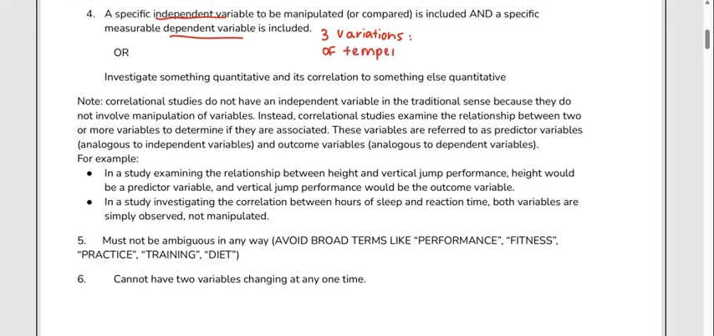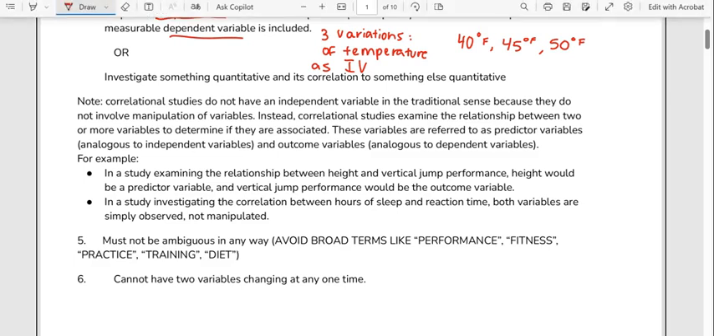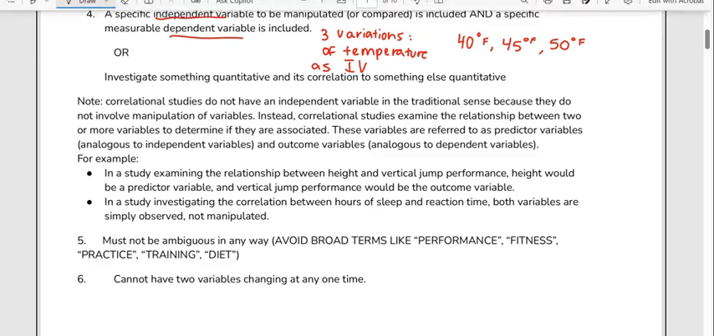And within that range, so let me back up. If you had temperature as independent variable, then we could say we're doing it at 40 degrees Fahrenheit, 45 degrees Fahrenheit, and 50 degrees Fahrenheit. And that way you could have, let's say like 10 participants per group. Each temperature group does 3 trials. That way you have a lot of data.